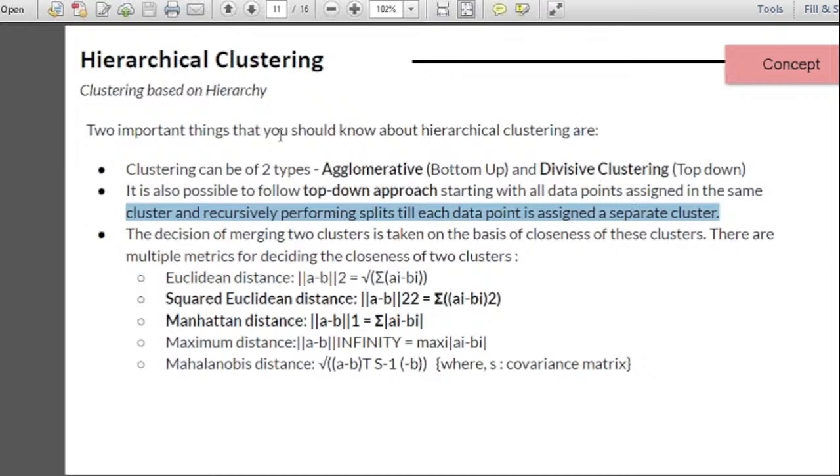Type D. If divisive clustering is clear, type D. If you have any doubt, let me know. What about others? Any doubt?